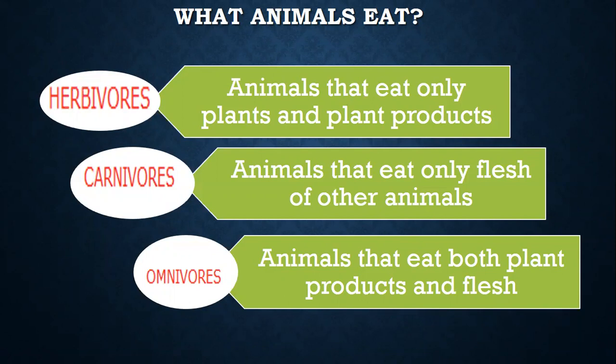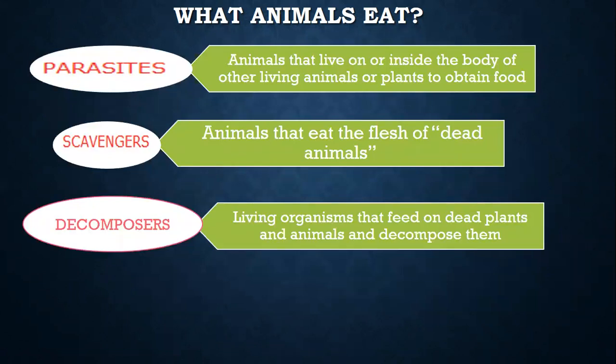Omnivorous birds like crows have a sharp and pointed beak. Such a type of beak is helpful in eating a variety of food items. Next we come to parasites.